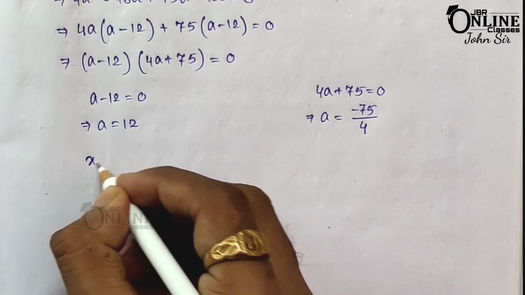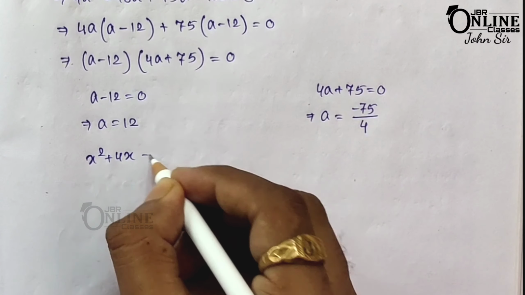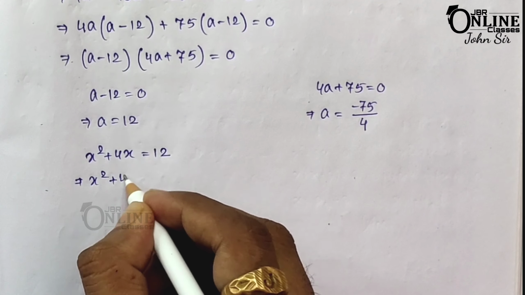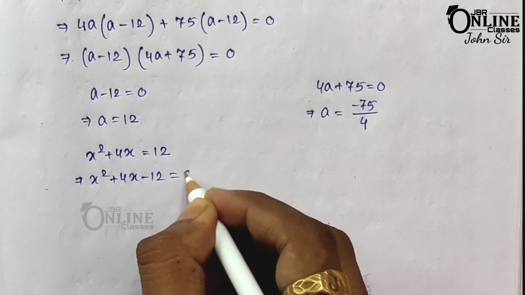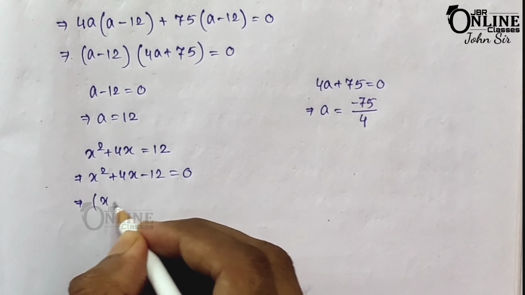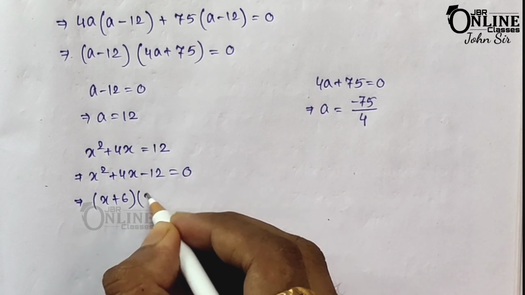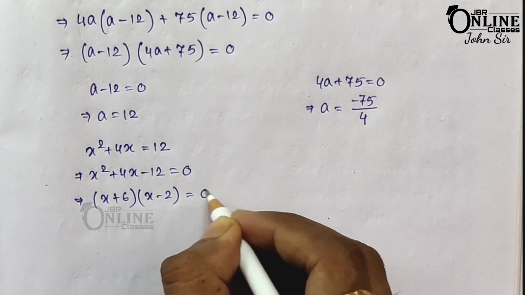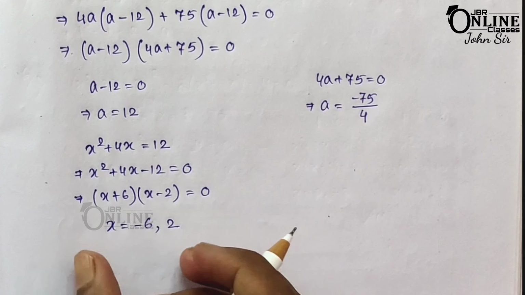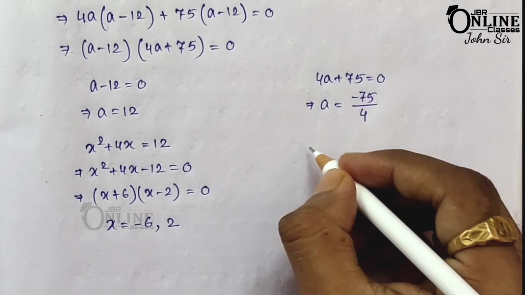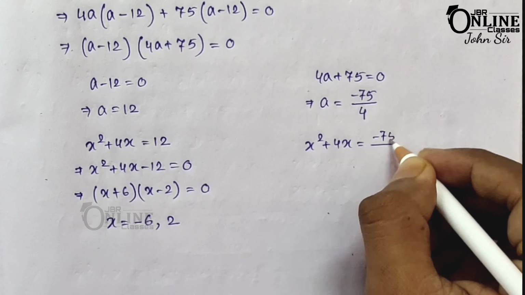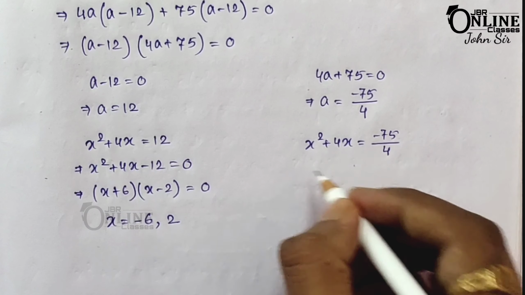So here x square plus 4x, that equal to 12, then x square plus 4x minus 12, that equal to 0, and if you solve this equation, you will get x plus 6 and x minus 2, that equal to 0. From that x equal to minus 6 and 2. Okay, now for the next one, x square plus 4x, that equal to minus 75 by 4.